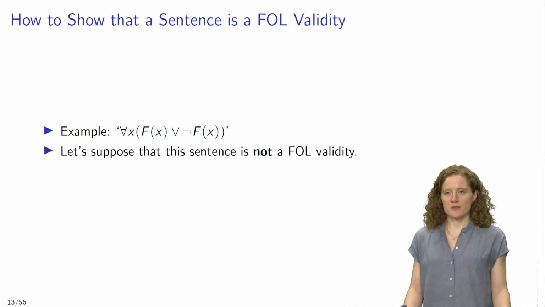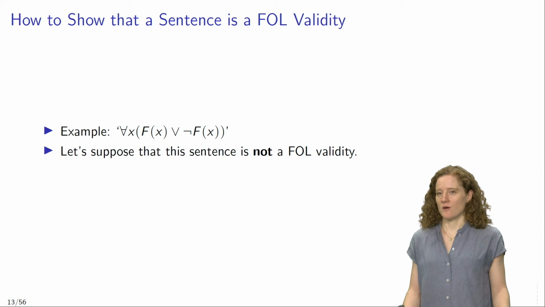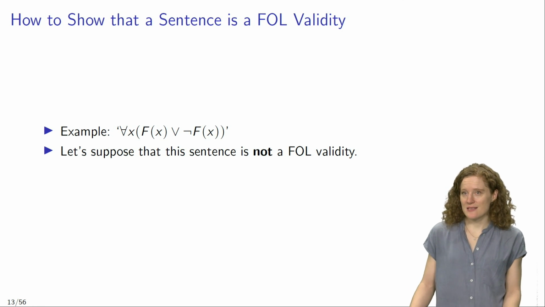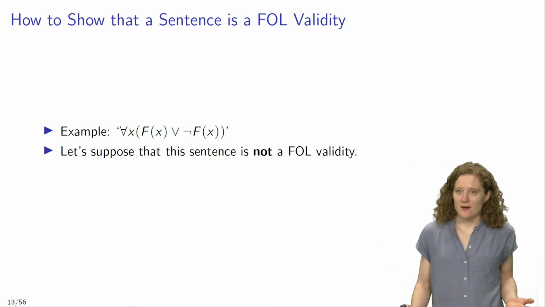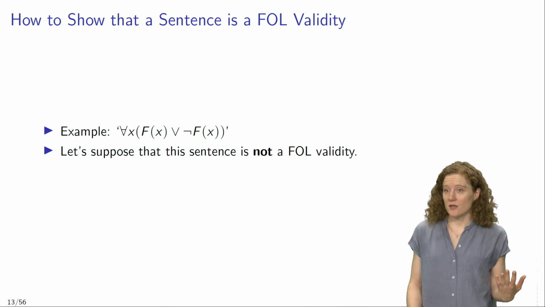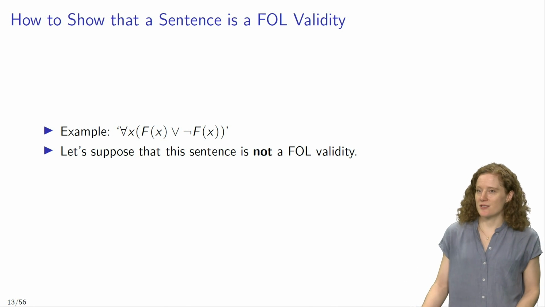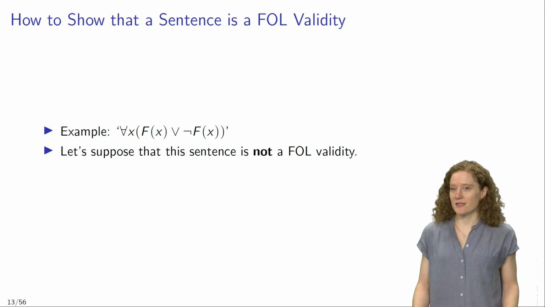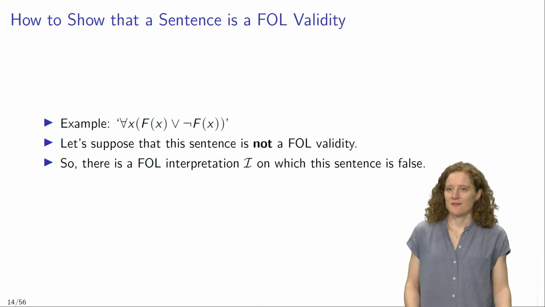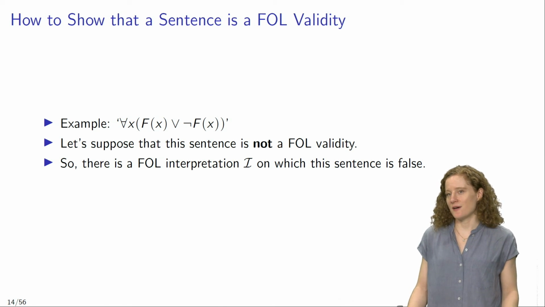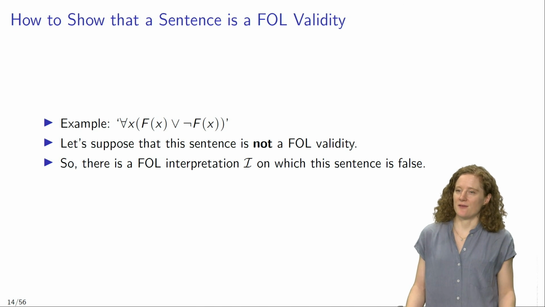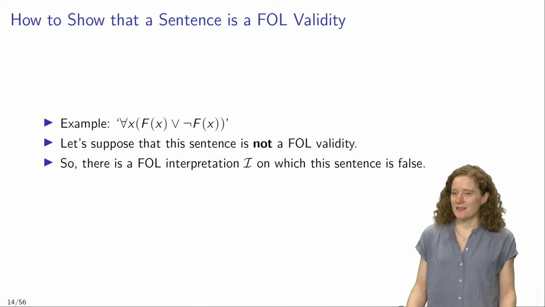So suppose you want to show that this sentence here, for all x, x is F or x is not F, is an FOL validity. Now, if you want to show that this sentence is an FOL validity, we start out by supposing that it is not an FOL validity, and our proof strategy is going to be to try to derive a contradiction from this assumption. Now, if the sentence for all x, either x is F or x is not F, is not an FOL validity, then there must be an FOL interpretation I on which this sentence is false.